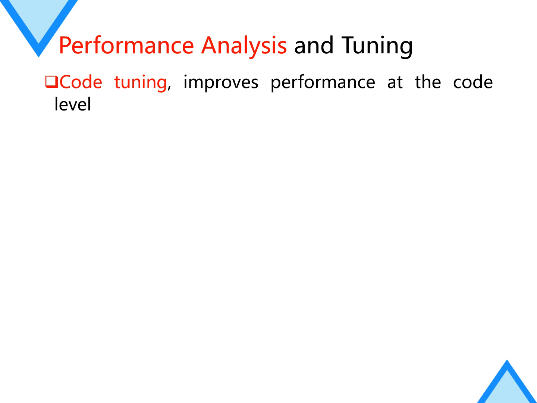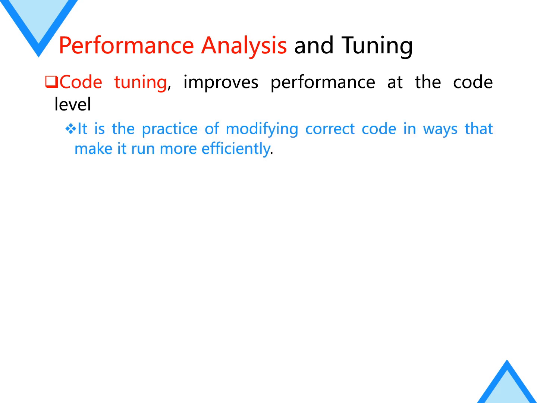We can improve performance at the requirement level, at the design level, at the operating system interaction level, as we discussed in the previous slide. Code tuning is one of the techniques to improve the performance at the code level. Since our subject is mostly related to coding, we will talk about improving the performance from the perspective of code. It is the practice of modifying correct code in ways that make it run more efficiently.